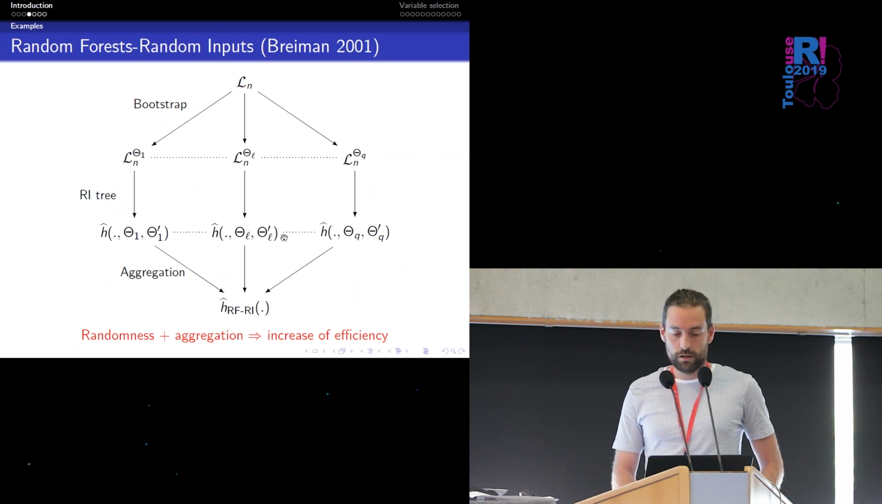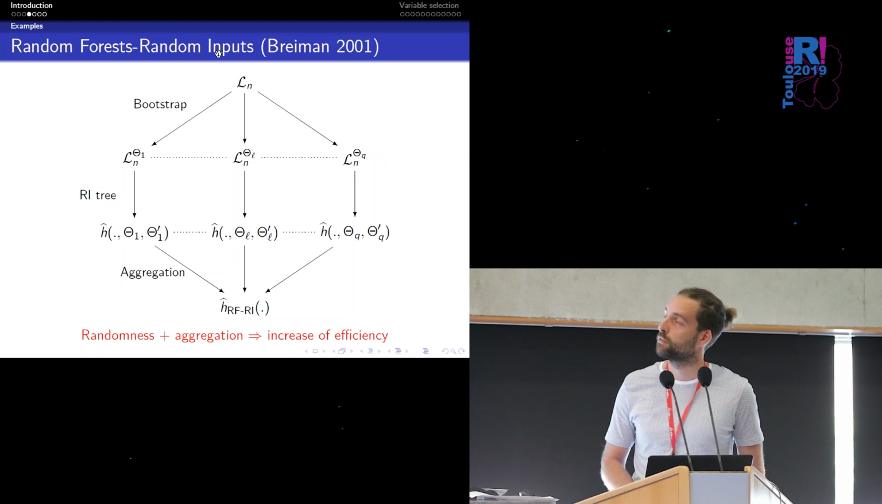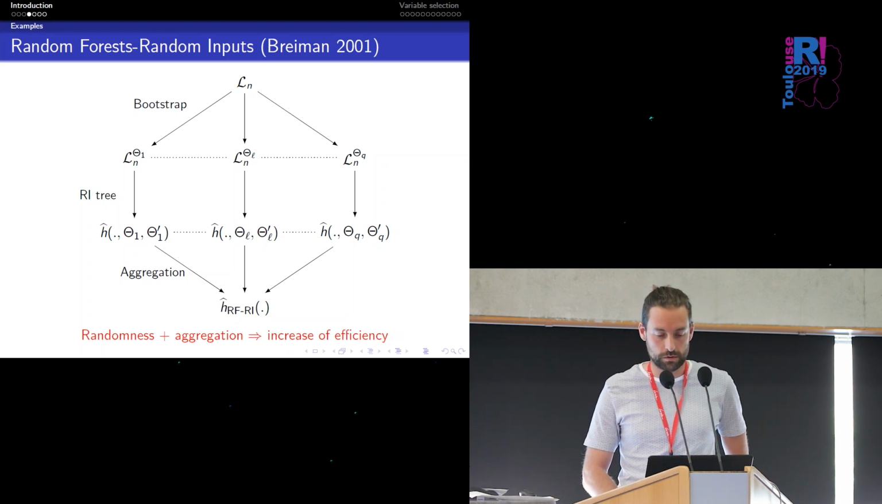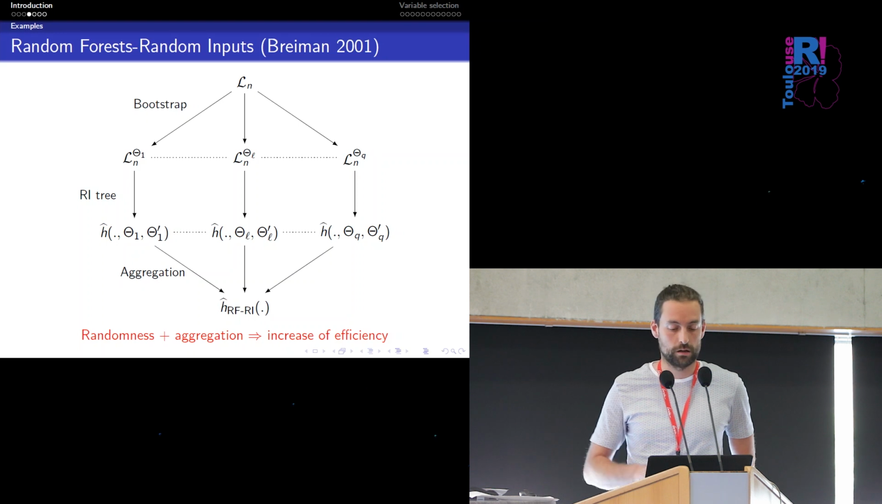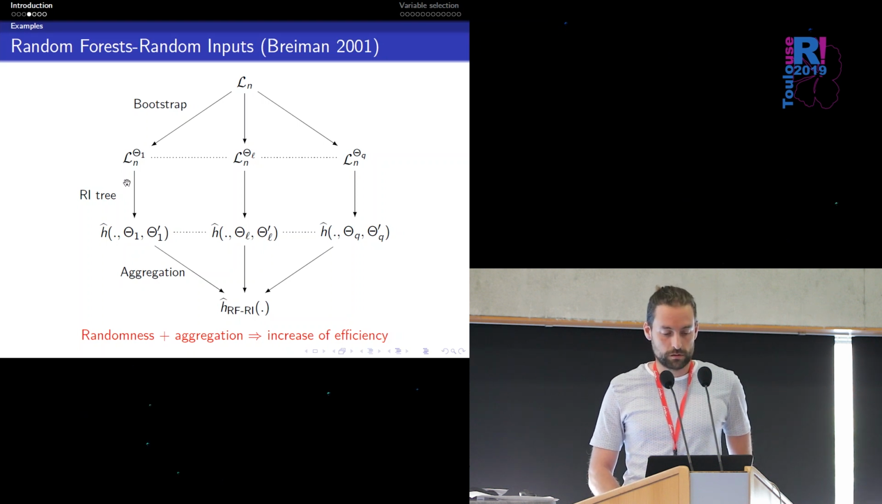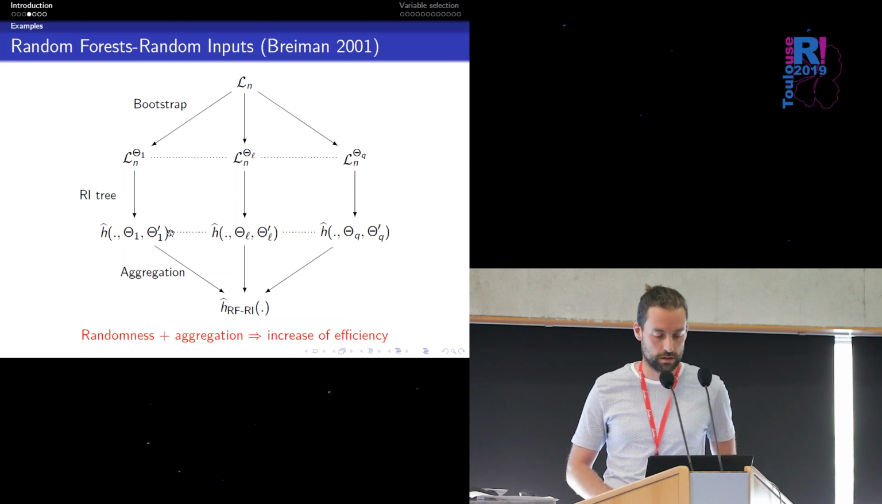This was for a tree, and then the most famous random forest algorithm in the literature is the Random Forest Random Inputs. You start with your learning set, and you build a bootstrap sample from it by drawing n observations among the n observations of the learning set with replacement. On each bootstrap sample, you build a random input tree, which gives you doubly randomized trees. The first randomness comes from the bootstrap step, and the random input tree is a variant of CART where you get an additional randomness Theta prime.